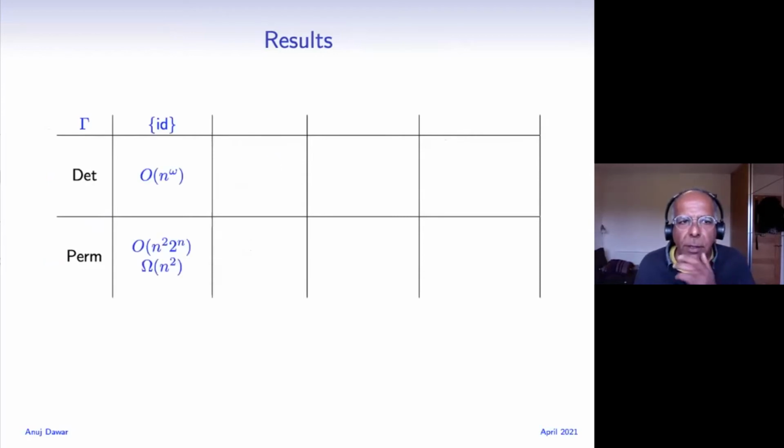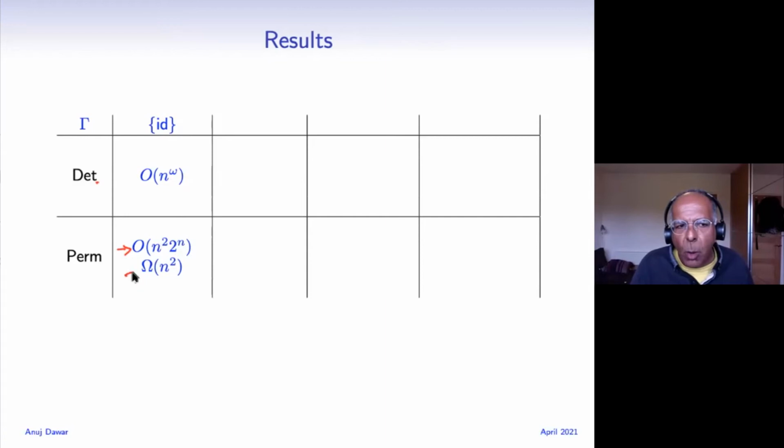The simplest symmetry group to consider is the trivial group, which means you're imposing no symmetry restriction at all, and you're just looking at general circuits. The determinant we know you can do in polynomial time, something like n to the omega, where n to the omega is the complexity of matrix multiplication. Omega is somewhere between 2 and 3, as far as we know. And you can turn that into a circuit for computing the determinant. For the permanent, the best known upper bound is something like n squared times 2 to the n. This is Ryser's formula, which I just showed you.